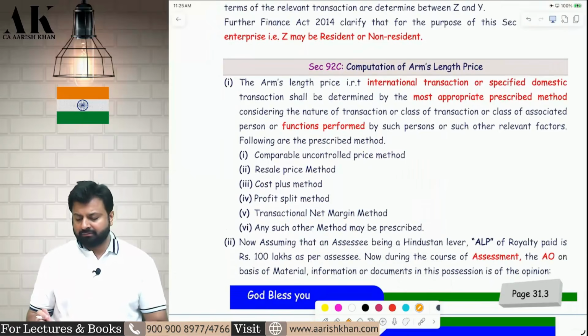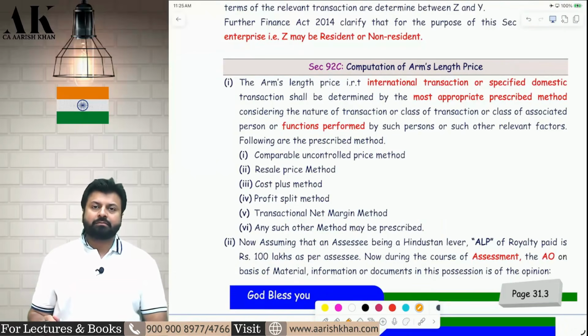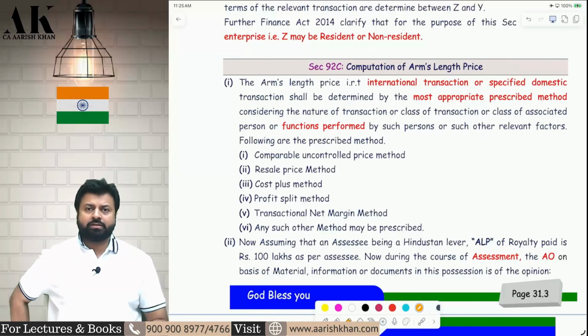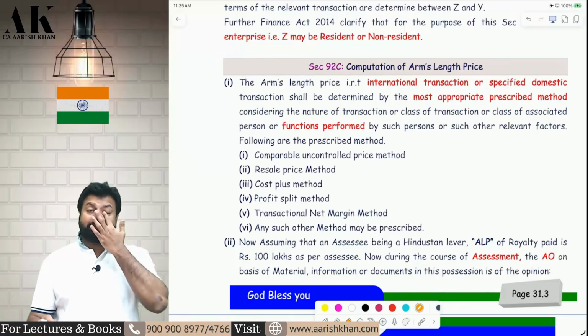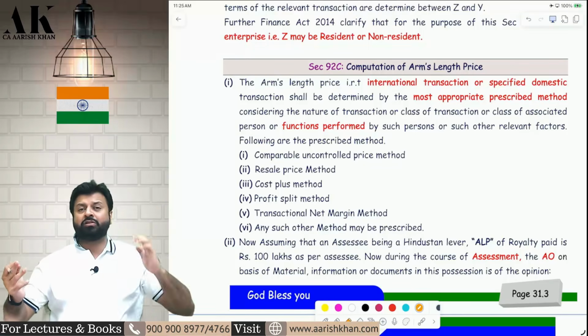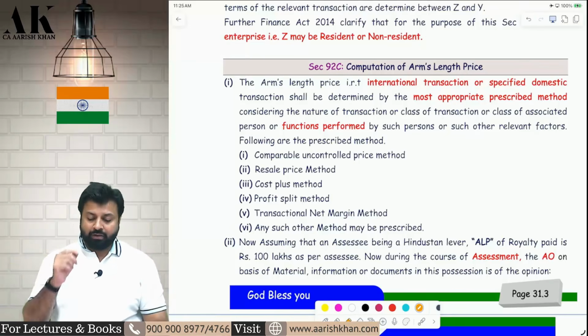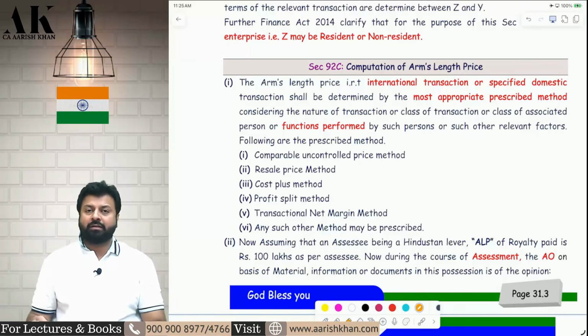Now we will talk about computation of arm's length price. Because again in 92 subsection 1, what is written? Any income arising from international transaction shall be computed having regard to the arm's length price. So if transfer pricing is applicable, you have to compute the arm's length price. Sir, what is arm's length price? Arm's length price in general terminology means a genuine price. But what do you mean by the term arm's length price in the context of income tax law?